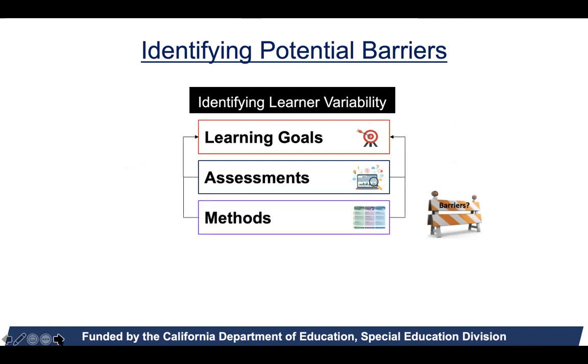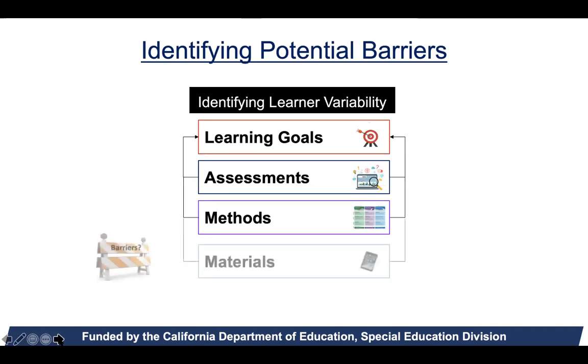Same rule applies with the methods. The methods that we employ based on that learning goal, what are the potential barriers? How do we mitigate the barriers? How can we pre-teach? What are the prerequisite skills that students will need to master prior to the delivery of instruction? And then materials. What materials do we have available? And is it possible that there are potential barriers within the materials that students are accessing?